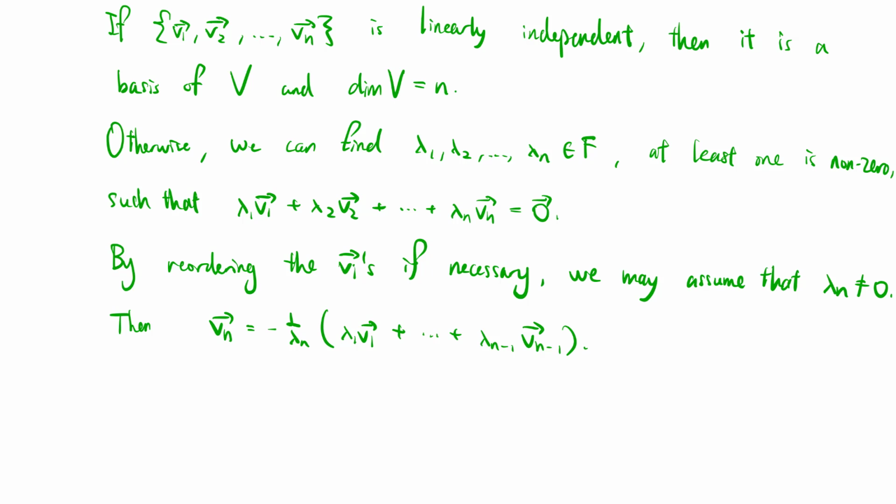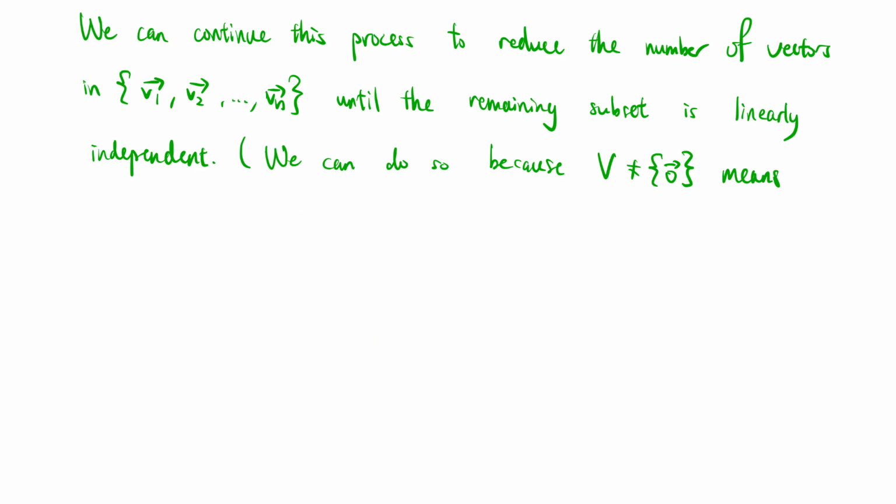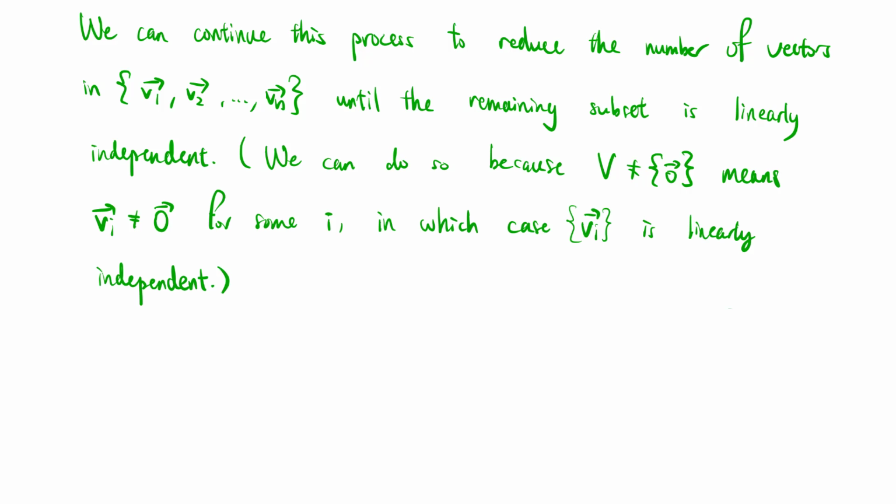Then vn equals -1/λn times (λ1 v1 + ... + λ(n-1) v(n-1)). So vn is redundant, and V is the span of v1, v2, up to v(n-1). We can continue this process to reduce the number of vectors in v1, v2, up to vn until the remaining subset is linearly independent. Note that we can do so because V not being the zero vector space means that vi is non-zero for some i, in which case vi is linearly independent. Since this subset still spans V, it is a basis of V.